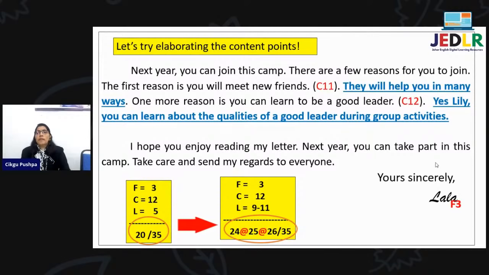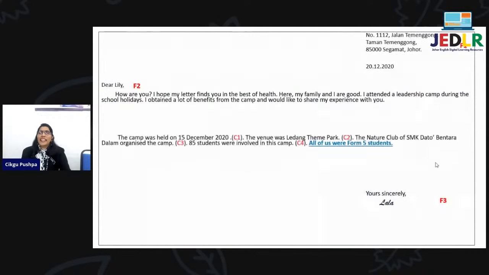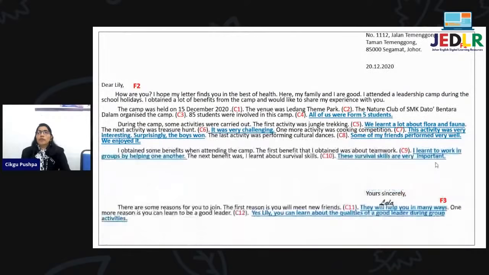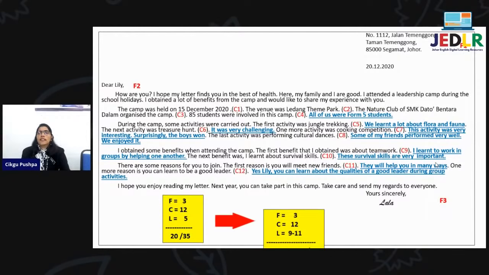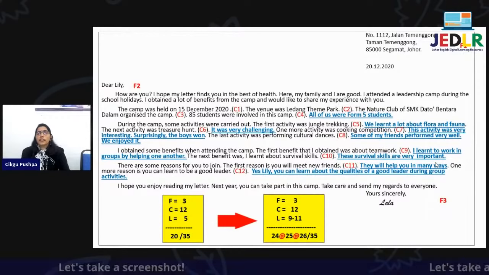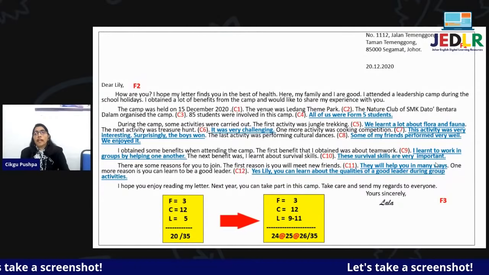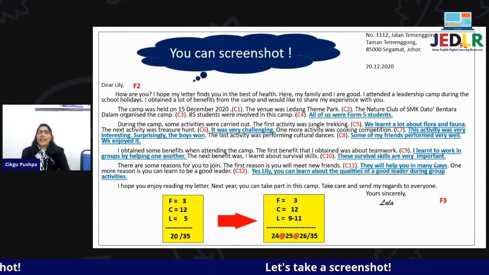Right. So, I mean, just try. You don't have to be too ambitious, to write all complex or compound sentences. Okay, you are done. Yes. This is the complete version of the letter together with the supporting details. And you can see that you're going to get definitely more than 20, 23, 24, 25, or perhaps 26. Okay, let's go for a screenshot.